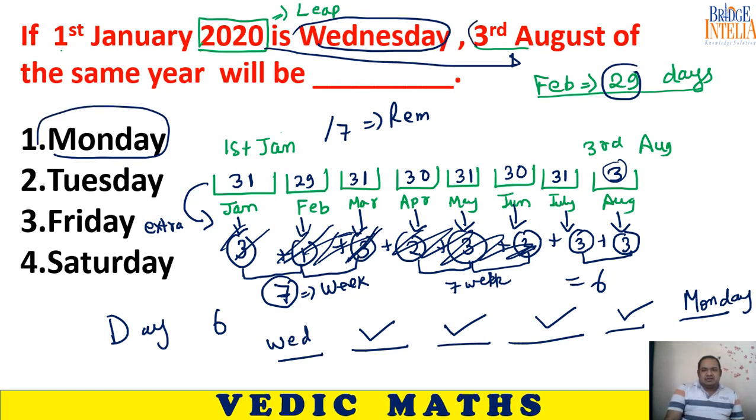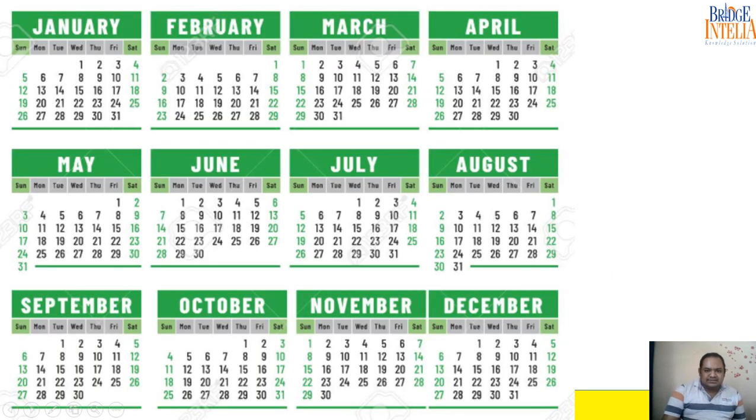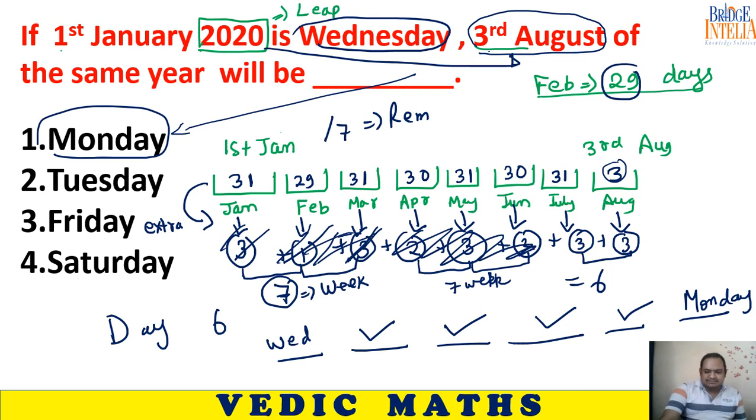Let's look in the calendar of August 2020. Is 3rd of August Monday or not? So let's verify. 3rd of August, calendar of 2020. So yes, 3rd of August is Monday. We can verify from here. Yes.